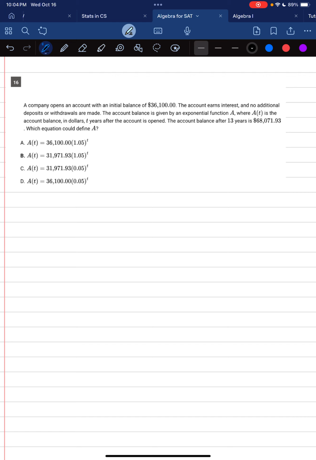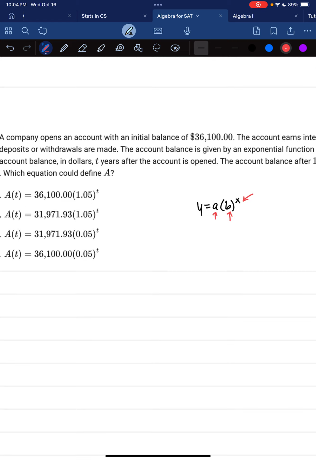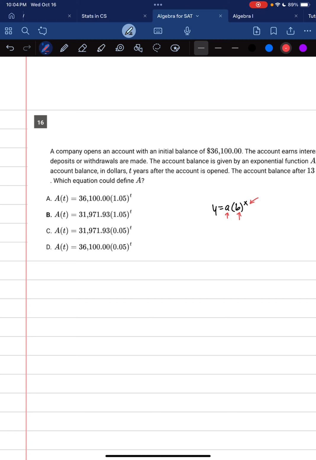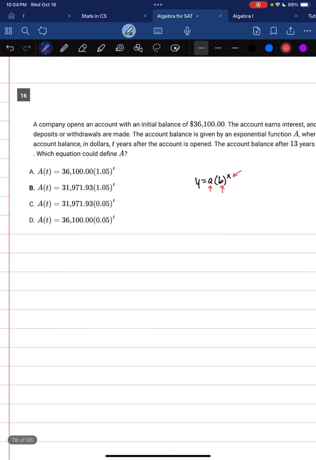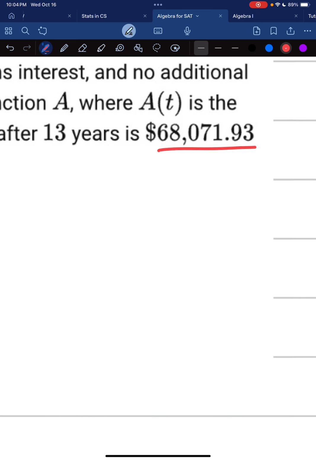So this is another question dealing with exponential equations. Remember that the general form is y equals a times b to the power of x, where a is the initial amount, b is the growth factor, and then x is the time periods. So in this case, we actually don't need to know everything. First, it's enough to know that the initial amount is 36,000 and it's growing, right? Because we can see that after 13 years, it becomes 68,000.